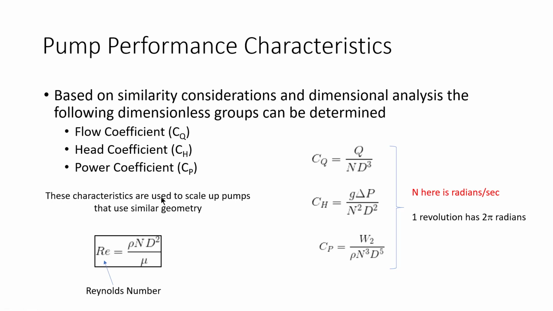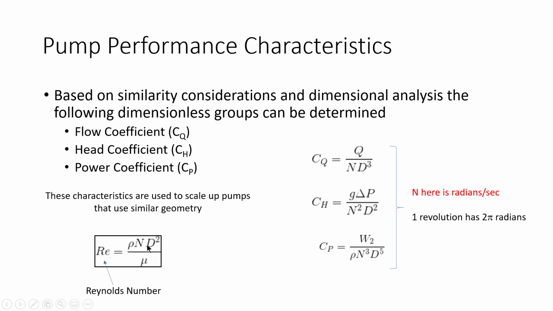The other thing to know is that we characterize pumps, or sometimes we have to scale up pumps. So we use dimensional analysis and similarity conditions. There are 3 or 4 dimensionless numbers that are useful when it comes to designing pumps or scaling up pumps. We have the flow coefficient, the head coefficient, the power coefficient, and the Reynolds number.